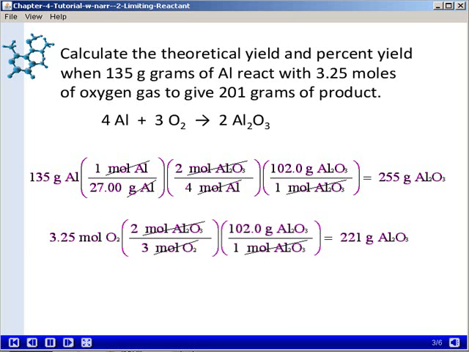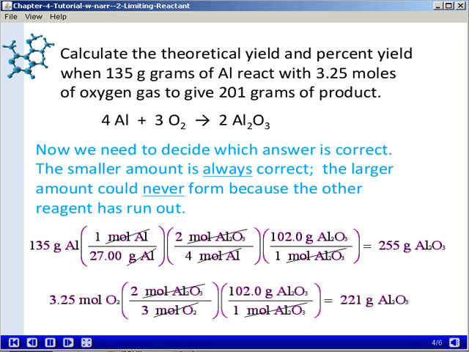The bottom calculation starts with the other reactant, the oxygen gas, and starts with a given quantity, 3.25 moles of O2, uses a mole ratio from the balanced equation that converts from 3 moles of O2 to 2 moles of aluminum oxide. And the last conversion factor involves the molar mass of aluminum oxide, the same conversion factor that we used in the calculation above, to give us, as a result, the number of grams of Al2O3. And in this case, we get 221 grams of Al2O3.